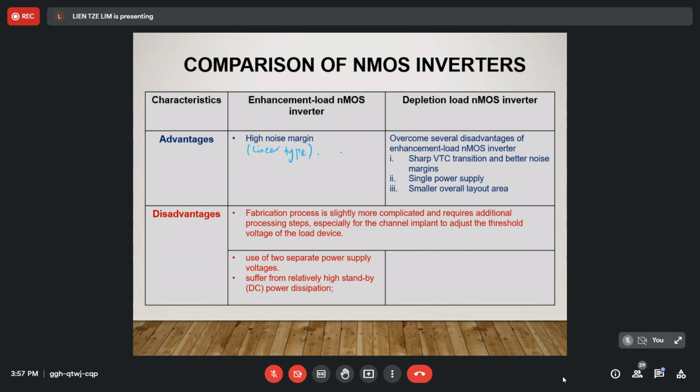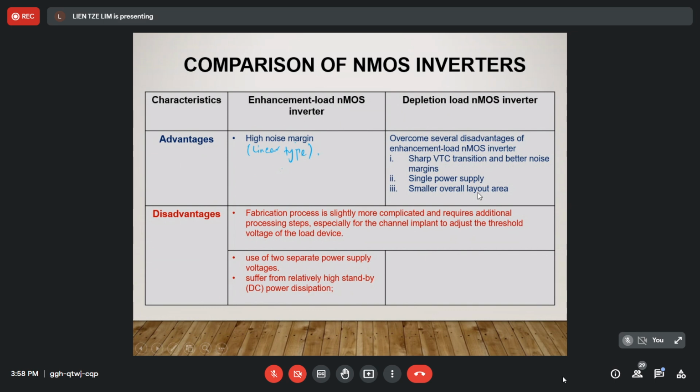For depletion load, the advantages are three. This depletion load type can overcome several disadvantages of the enhancement load NMOS inverter. Other advantages are the sharp VTC transitions and better noise margin, single power supply, and smaller overall layout area.